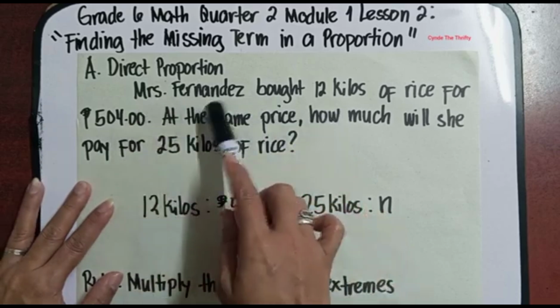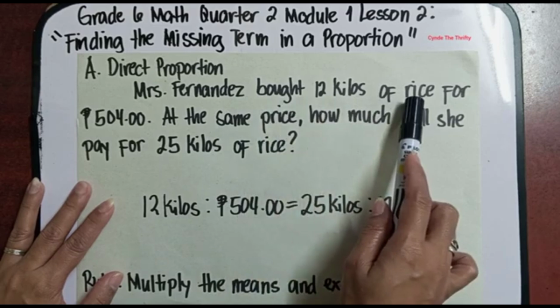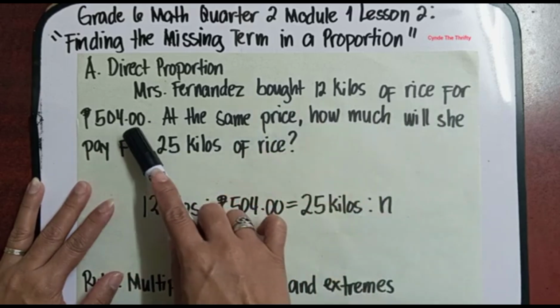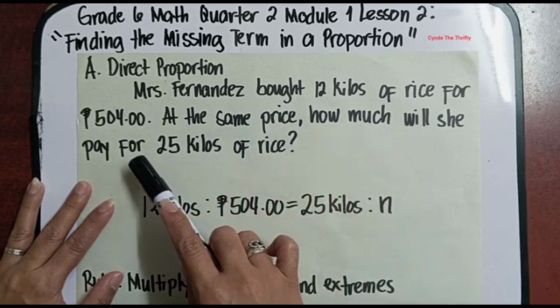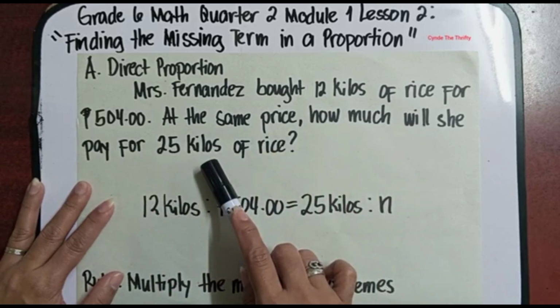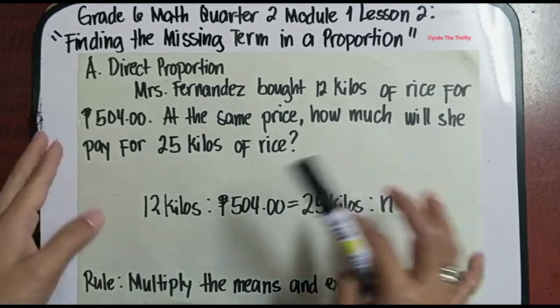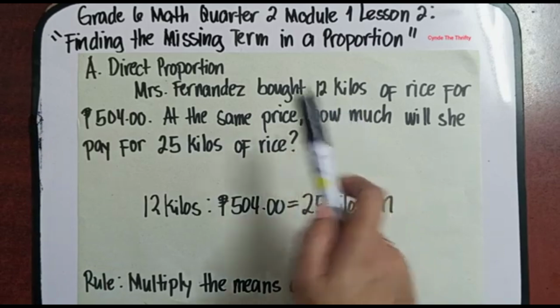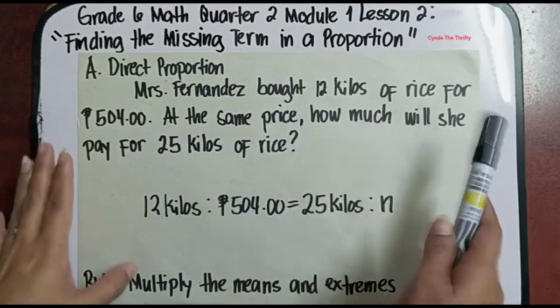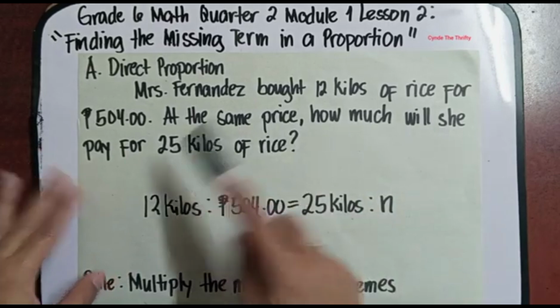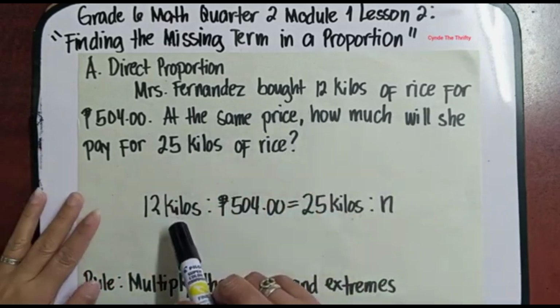Mrs. Fernandez bought 12 kilos of rice for 504 pesos. At the same price, how much will she pay for 25 kilos of rice? Si Mrs. Fernandez daw bumili ng 12 kilos na rice sa halagang 504 pesos. So, sa parehong halaga, magkano kaya ang babayaran niya sa 25 kilos of rice? Meron tayong given dito.